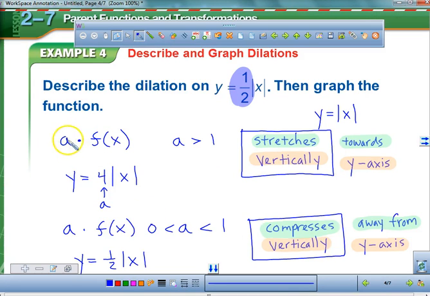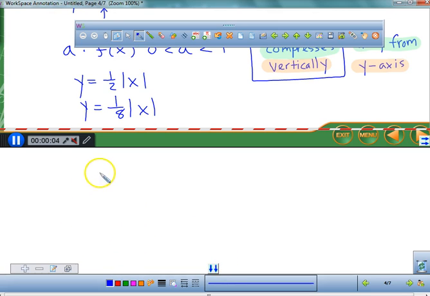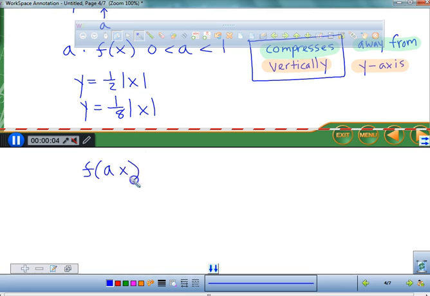We talked about what happens if the a value was in front of the function. Now we need to go down here and talk about what happens if the a value is right next to the x, not on the outside, but on the inside. If the a value is greater than 1, we say one thing's happening. If I have the exact same thing, but the a value is less than 1 but greater than 0, we're going to call that something different. If the a value is next to the x, which axis deals with x? The x-axis. So we're going to use the word horizontal.